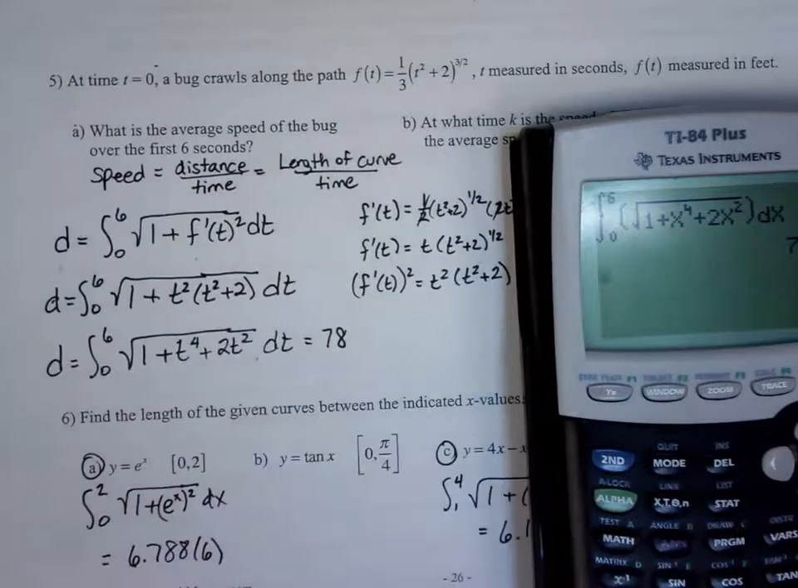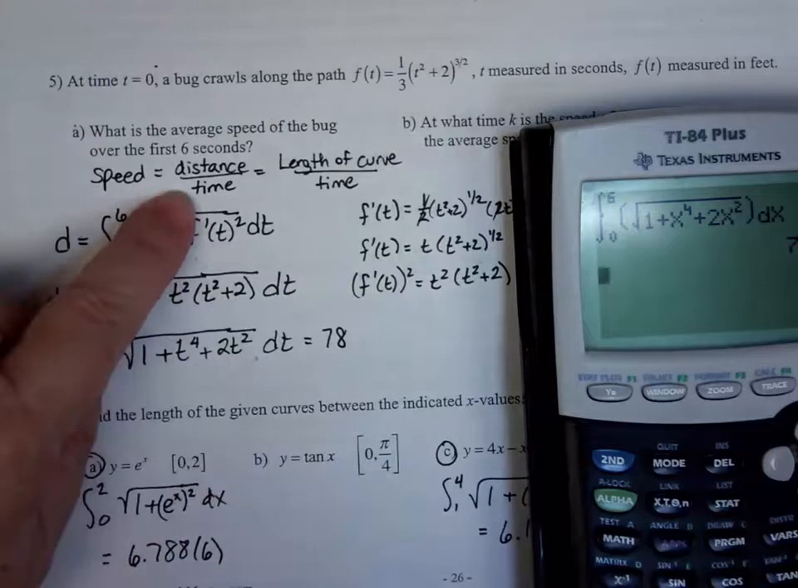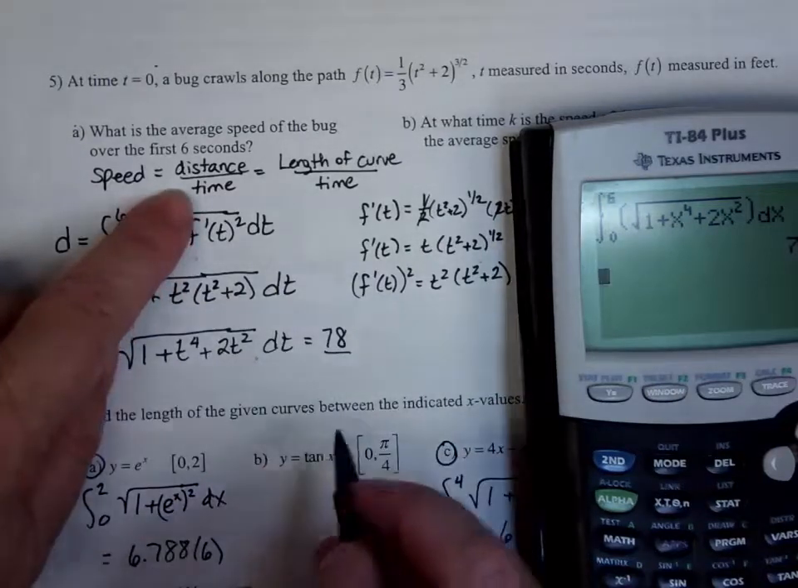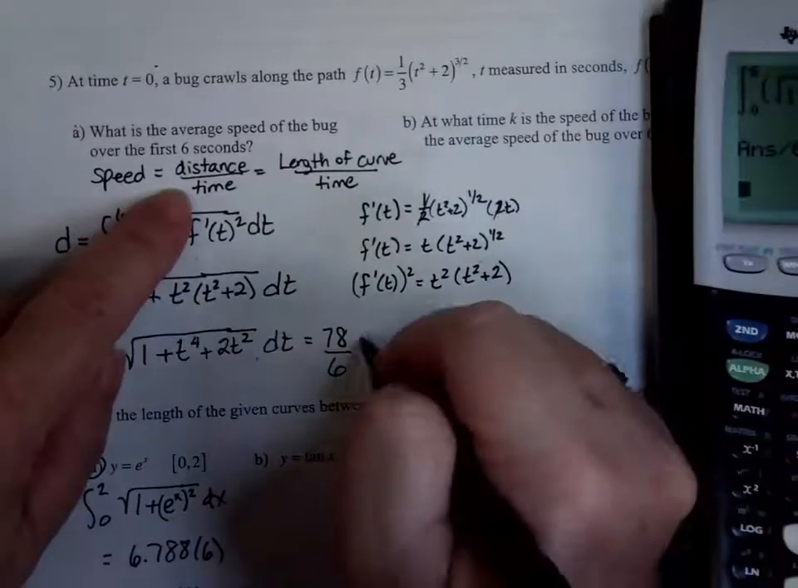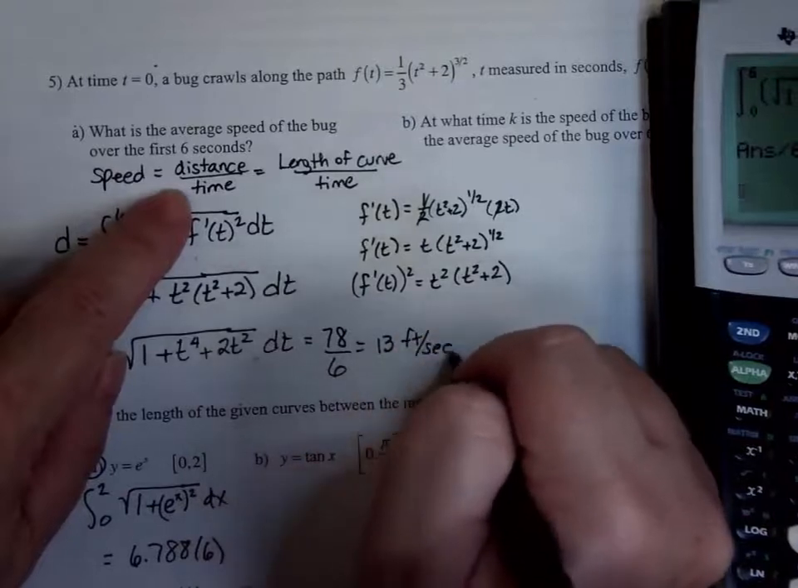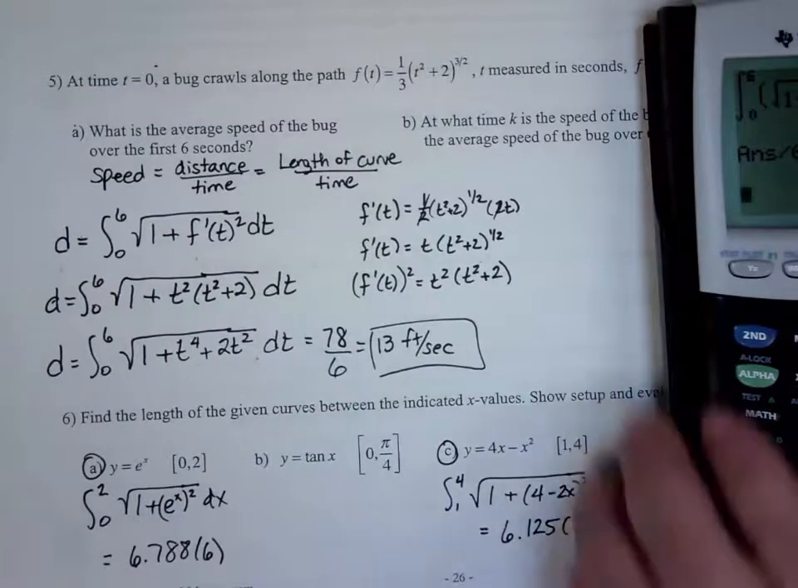Is that the answer? No. What did I just find? The distance. And so what should I do with it? Divide by speed. To find the speed, I have to take that distance and divide it by the time. What is the amount of time that has elapsed? 6 seconds. So divided by 6 equals, and the answer is 13 feet per second. Because if you go back to the top, that's the units of measure that the problem tells you.